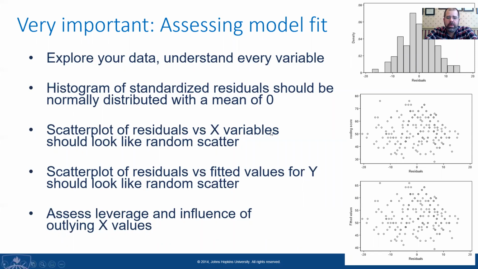Another thing we can do is to plot a scatter plot of residuals versus X variables, such as the second graph down here. And this should look like random scatter, because conditioning on the X variable, there should be no relationship between the residuals and the X variable. If there is a pattern, then that could suggest some nonlinearity, or that could suggest a confounder that you need to add into your regression.